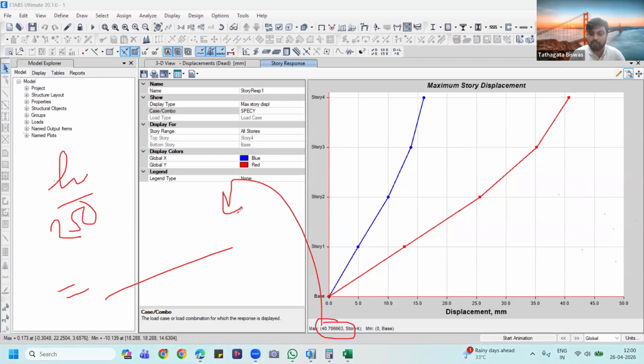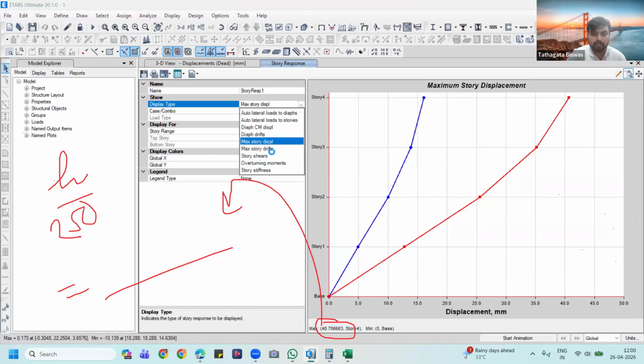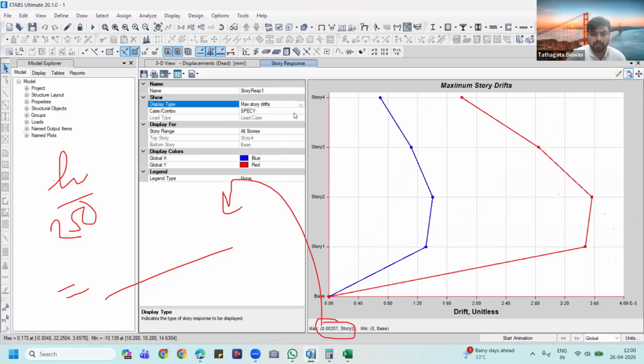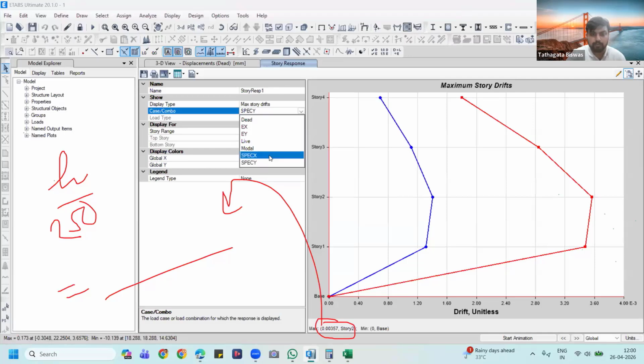Okay, so this is the check that you need to do for displacement. For the drift also, there is another check. So this is to be changed as maximum story drifts. Similarly, Spec X and Spec Y you need to check.